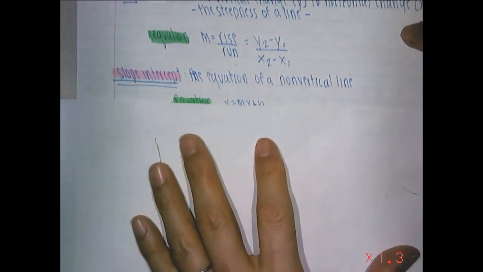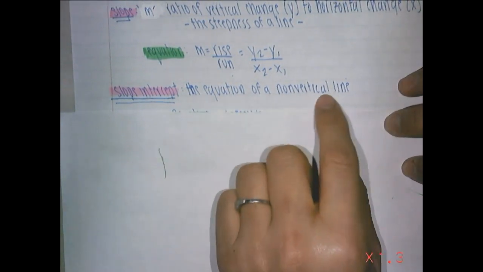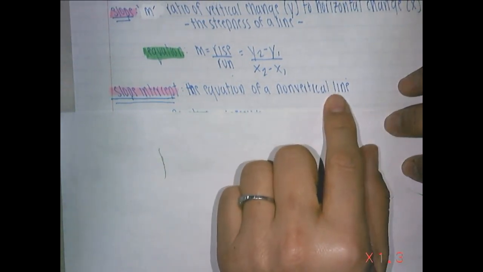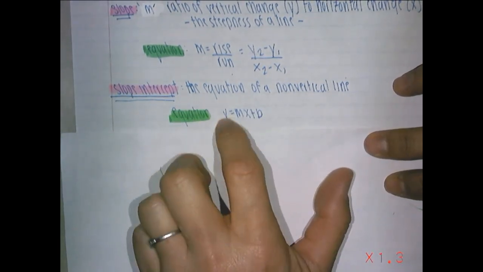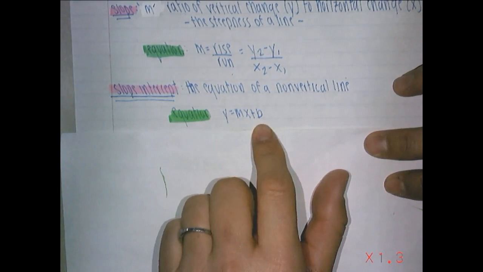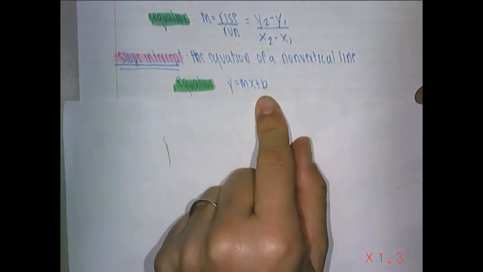The next thing we'll talk about is slope-intercept. And that is the equation of a non-vertical line. So the equation is y equals mx plus b. Y equals mx plus b.